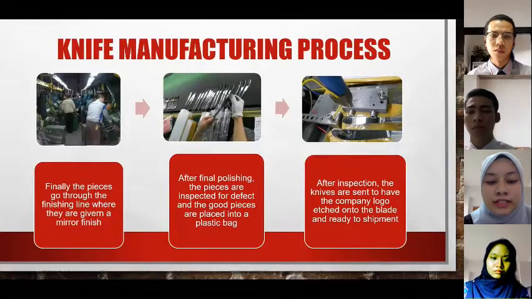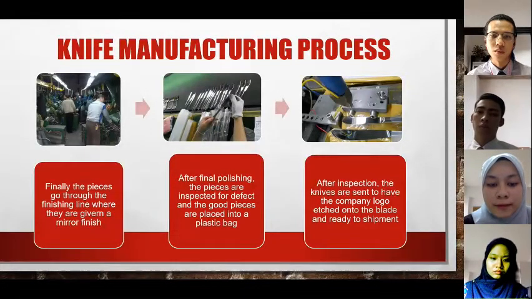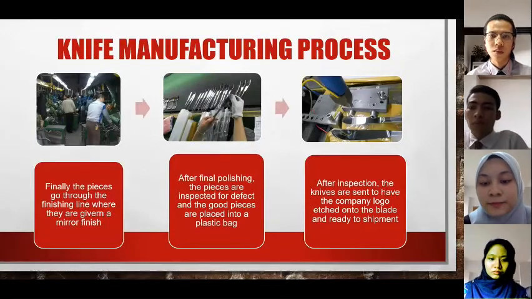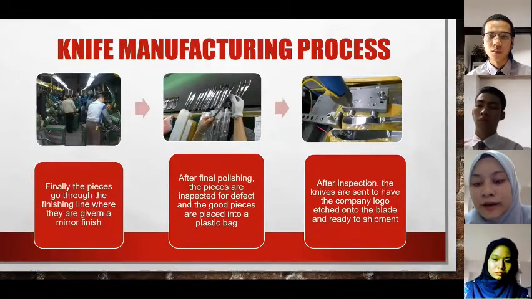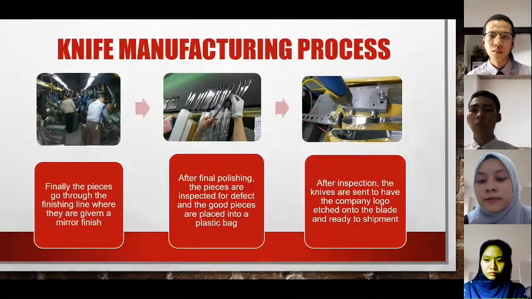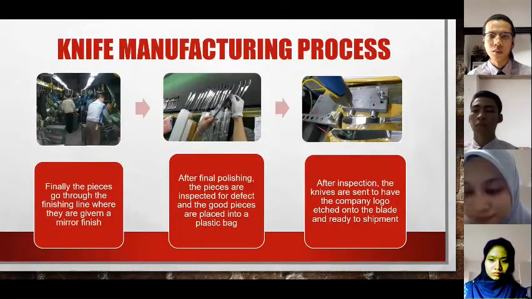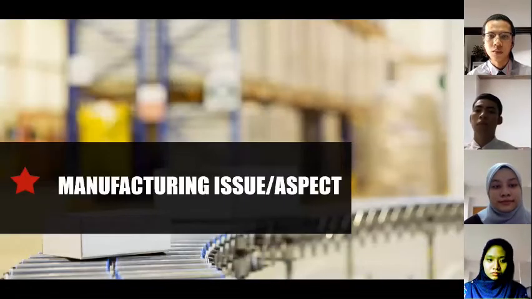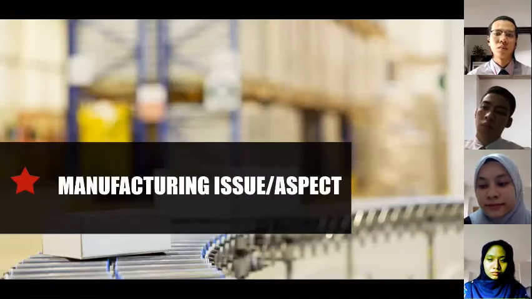After final polishing, the pieces are inspected for defects and the good pieces are placed into a plastic bag. After inspection, the knives are sent to have a company logo, age, the blade, and finish added before shipment. That's all for me.